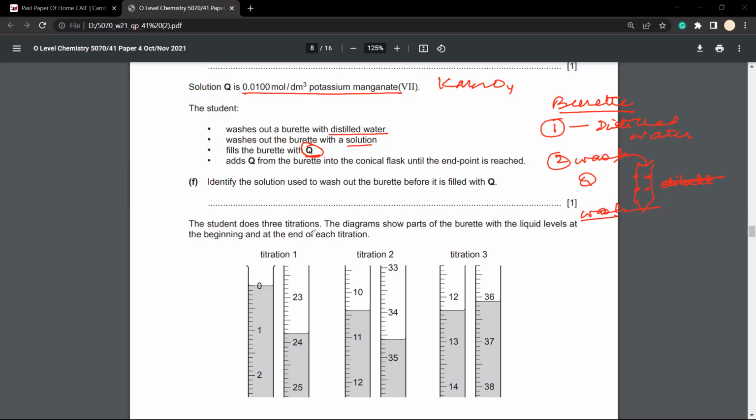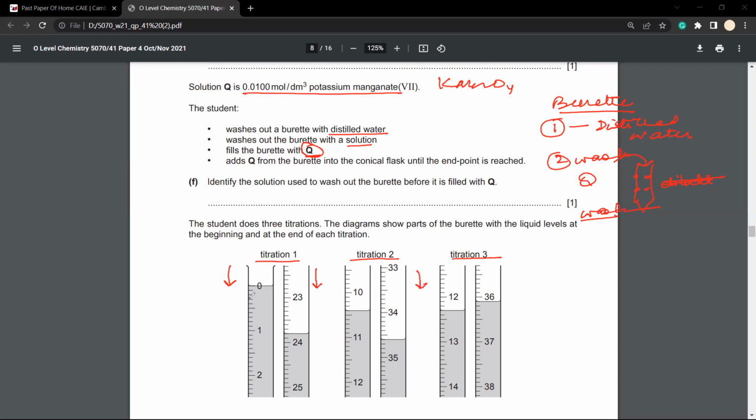Now the student shows three titration. The diagram shows the part of the burette with the liquid level at the beginning and the end. ये आपकी हमेशा accuracy के लिए हम three set of titration करते हैं। ये आपका burette की stem है और हमेशा burette को हम upside down read करते हैं। Always upside down we read it.